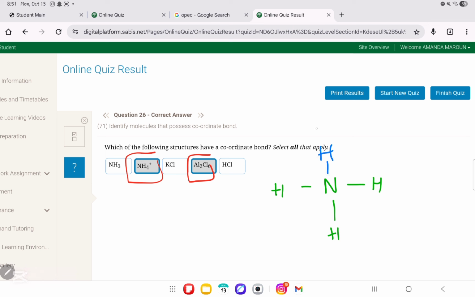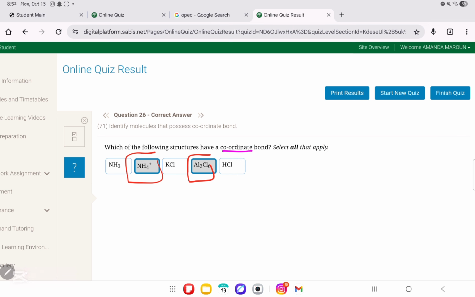NH4+. But we know that when we form a bond between two nonmetals, it's the sharing of electrons. But in this scenario, hydrogen was positive. It did not have any electrons, and nitrogen had 2 electrons. So what happened? Nitrogen gave these 2 electrons to hydrogen to bond. And because of this, we say that this is a coordinate bond. Perfect. This is the first example, NH4+.